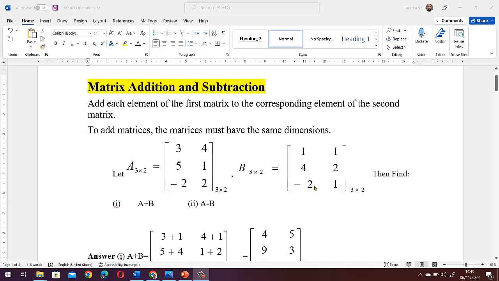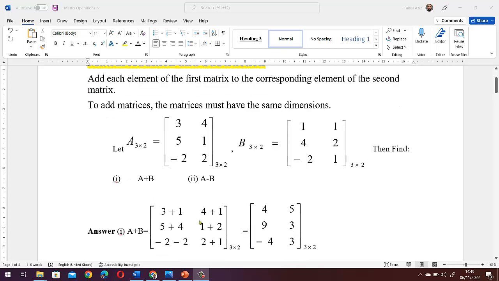So here, have a look at how we can add two matrices. Addition of a matrix is quite simple. As you can see here, the first element of matrix A and the first element of matrix B, we can add them together like 3 plus 1, as I have written it. And similarly, the second element of matrix A plus the second element of matrix B.